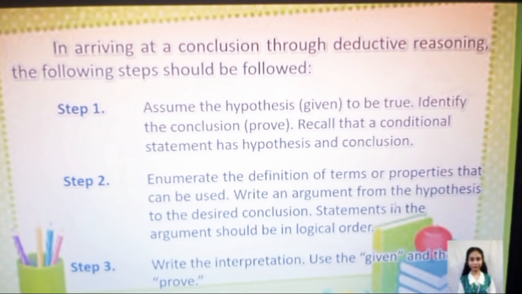Step 1. Assume the hypothesis given to be true. Identify the conclusion to prove. Recall that a conditional statement has a hypothesis and a conclusion. Step 2. Enumerate the definitions of terms or properties that can be used. Write an argument from the hypothesis to the desired conclusion. Statements in the argument should be in logical order. Step 3. Write the interpretation. Use the given and the proof.